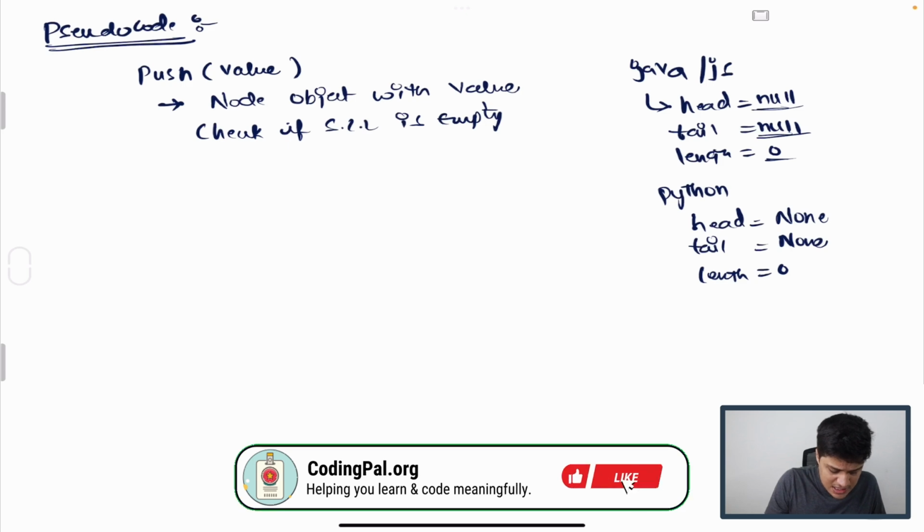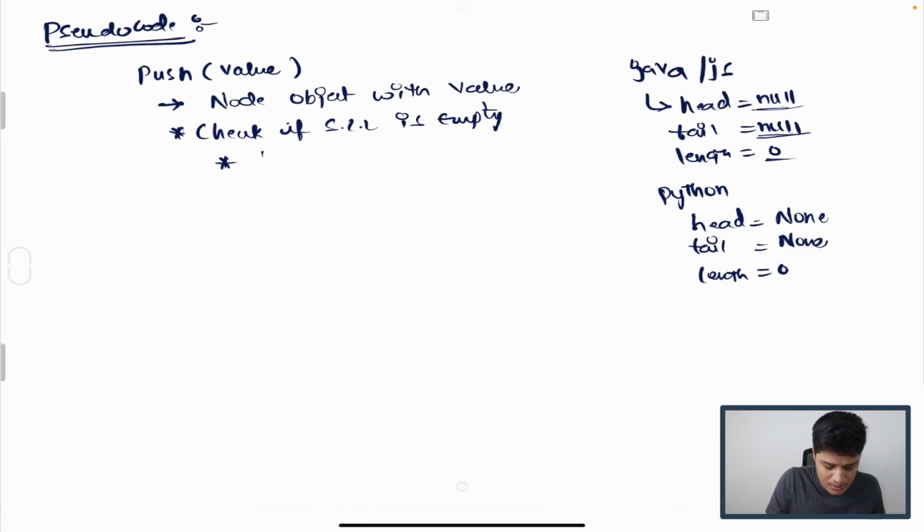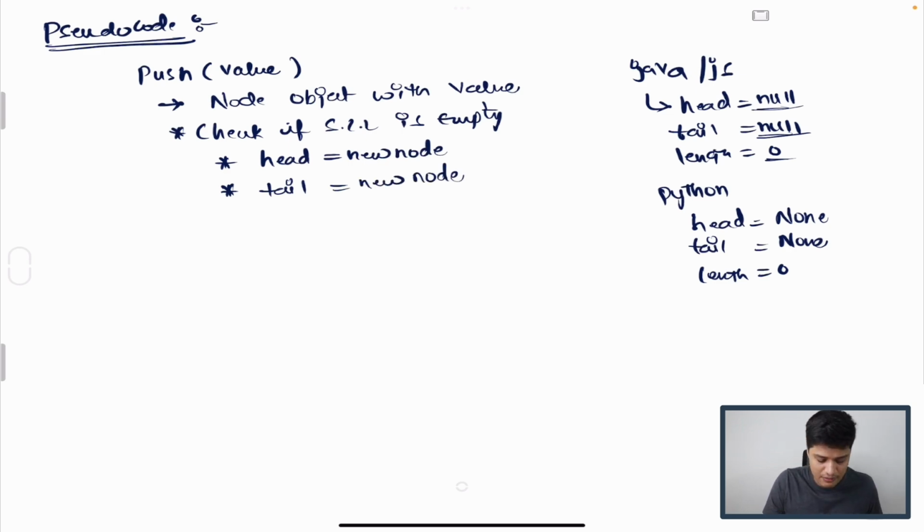So if the singly linked list is empty, whatever the new node object that we have created will be the head node. So the head node, we will update it with the new node object. Similarly, since that is the only one node, we will make sure that the tail node also is getting updated with the new node object that we have created.